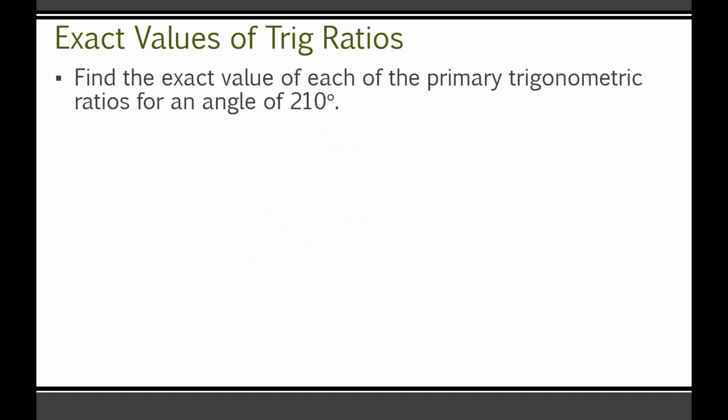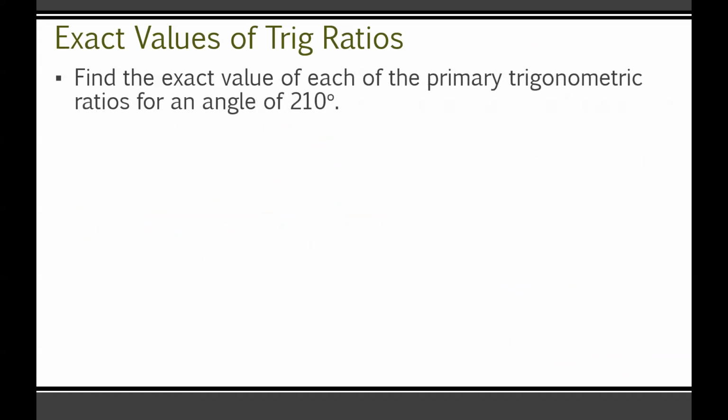Find the exact value of each of the primary trig ratios, kind of like the last one here, for an angle of 210 degrees. I didn't give you a point it's passing through here, so I'm going to give you a huge hint. Reference angles and special triangles. That's my huge hint. Pause the video here, give it a try.